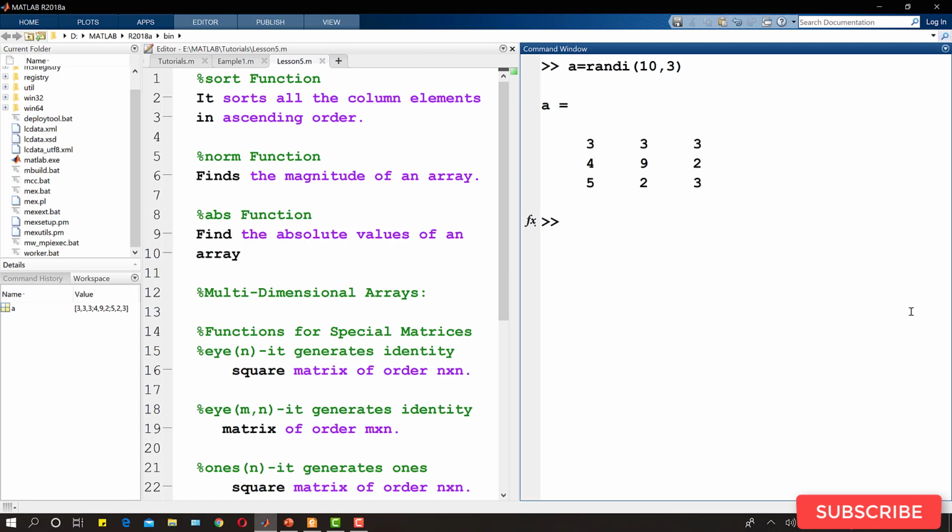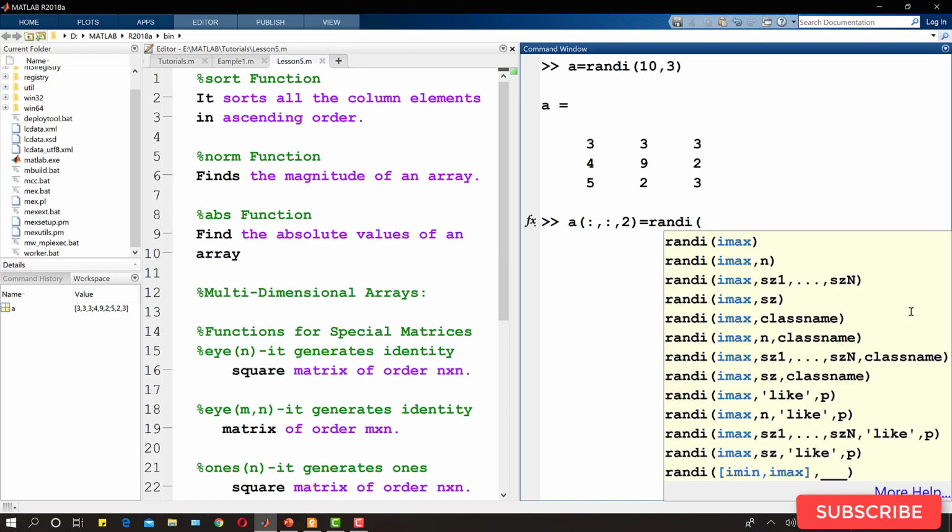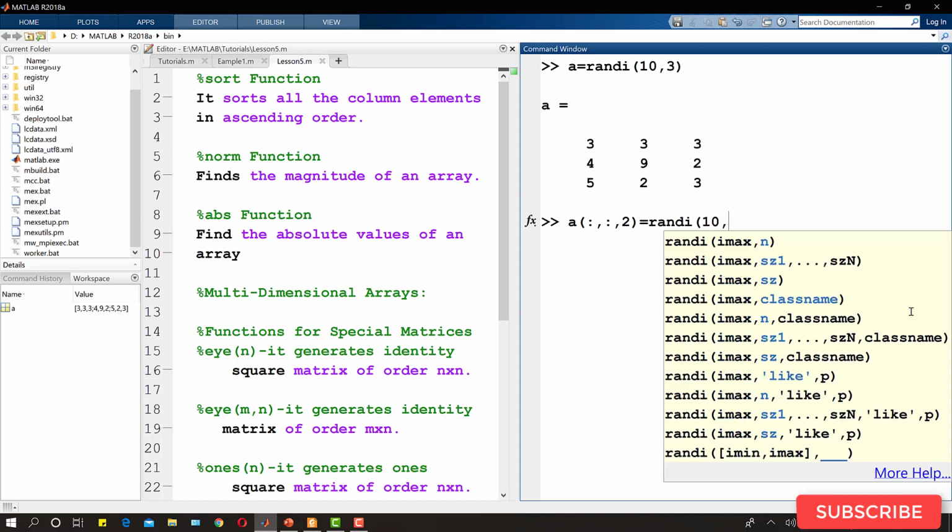I have this 3x3 A matrix. Now if I want to add another page to this A matrix, what I can do is write A, then all rows, all columns, and then the second page. So if I write this, I will write rand, since I want to generate another page, another matrix over this existing matrix A. So what I will do, I will write.